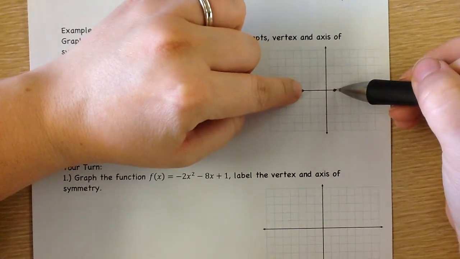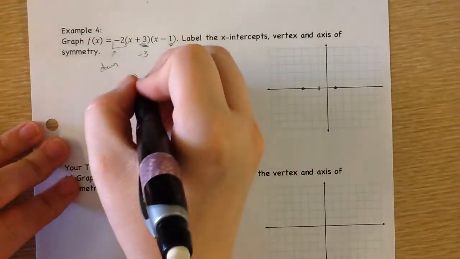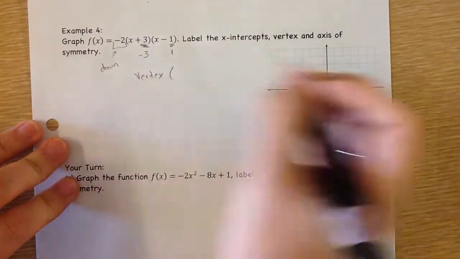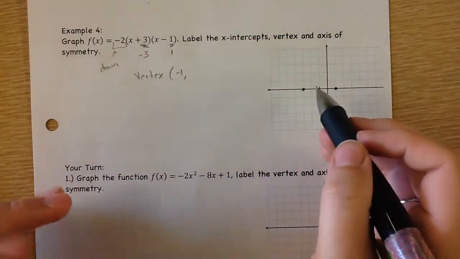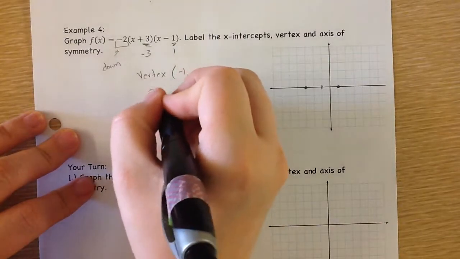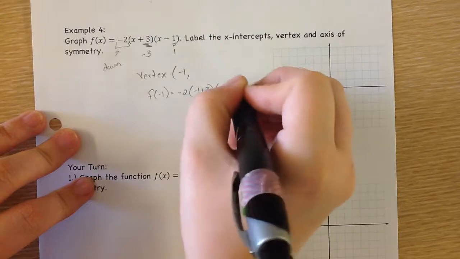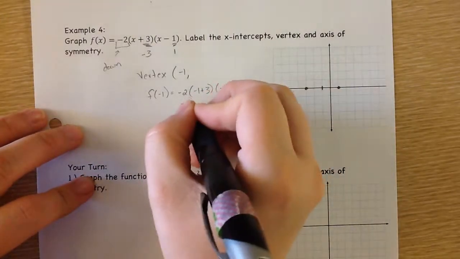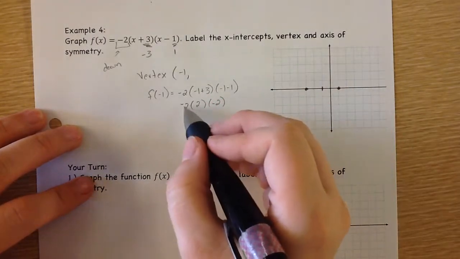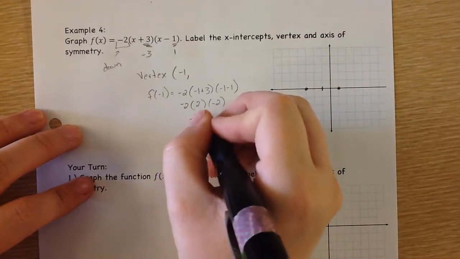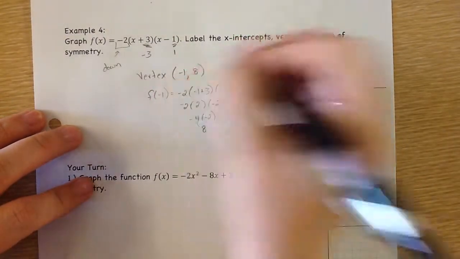So I need to find the point smack dab in between. Let's go over one each, over one more. So this is smack dab in between. So I know my vertex is going to occur at the point -1, something. I need to find what that other something is. So I'm going to go f of -1. Plug it in. So we'd have -2 times 2 times -2. -2 times 2 is -4, so that's 8. So my vertex is going to be at the point -1, 8.